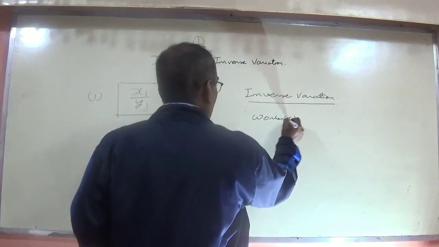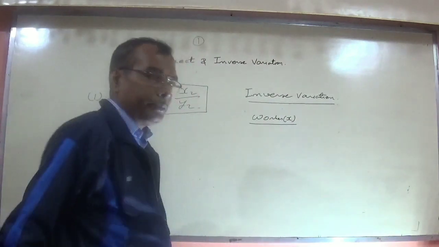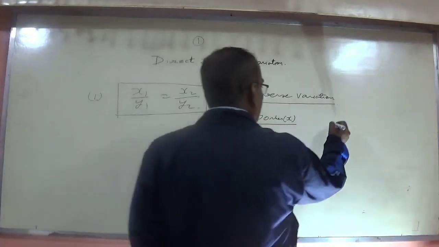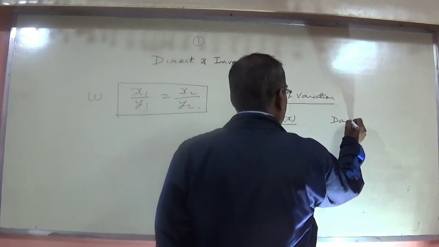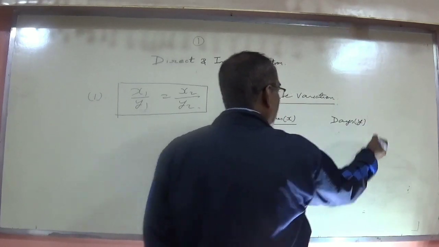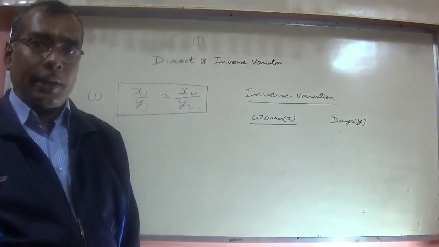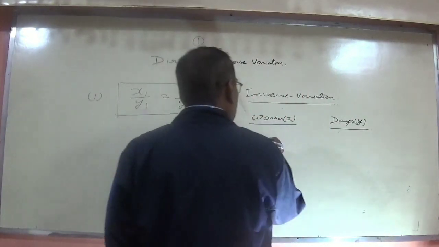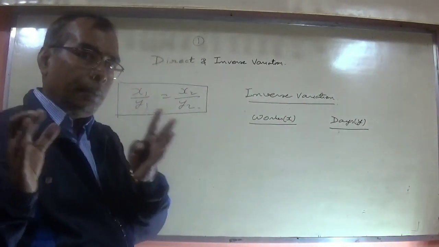That one I am going to denote by x. Now in spite of wages, I am going to give you another variation, that one is days. And I am going to give this one the variable y. Now what is happening here? Suppose, for example, I am going to give an example.